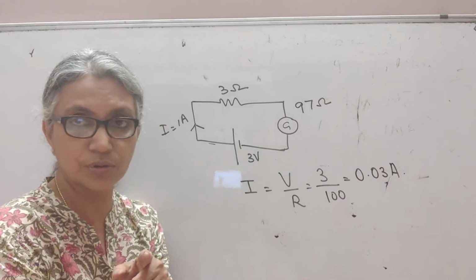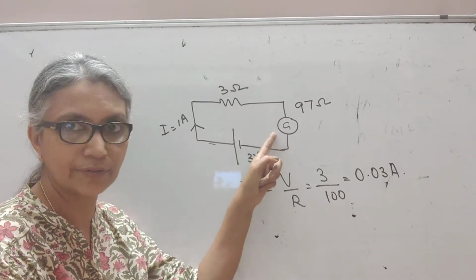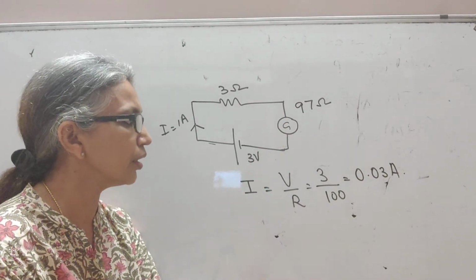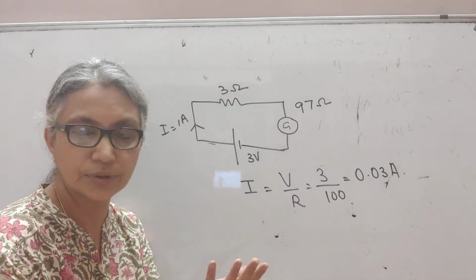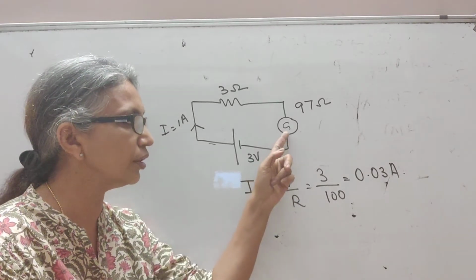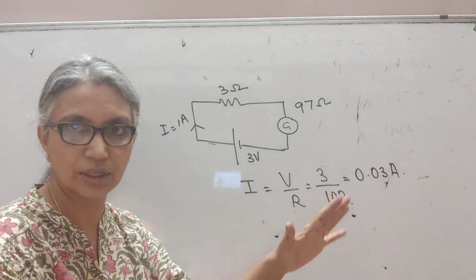So what were you supposed to read? You were supposed to read this 1 ampere current. For that you connected the galvanometer. But because the galvanometer has high resistance, you are reading the current to be 0.03 ampere, which is not true. You were supposed to read 1 ampere current. Your problem is the measuring device has high resistance, so you are reading the wrong current.